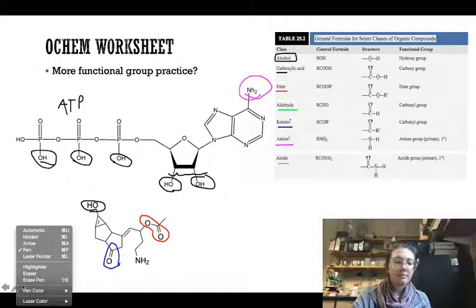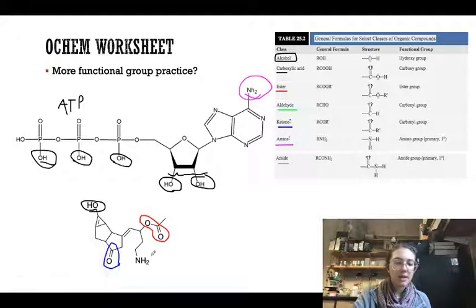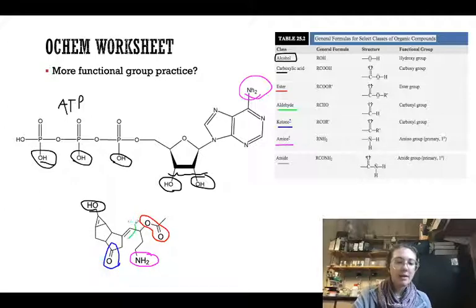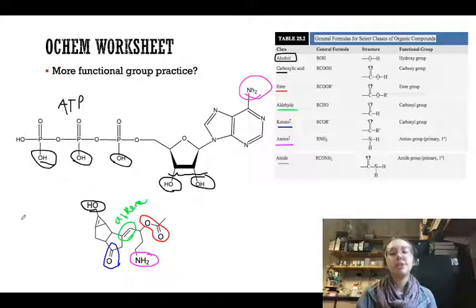Next, I look for amines, and sure enough, I find a beautiful amine right there. This is a primary amine, perfect for hydrogen bonding. And then if I want to go one step further, I could say I also have an alkene right here. So this is my alkene, if you wanted to label everything in this. Great. So that's all of the functional group process, and that ends our discussion of this worksheet.